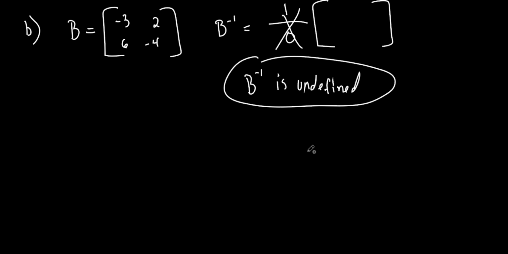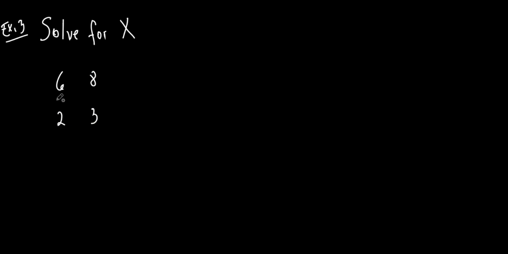Now what we're going to do is take this inverse matrix and actually use it to solve for x. That's what this says. Solve for x. Now this is a capital X, so the capital X represents a matrix, right? This is example 3 in the book. So here it is: 6, 8, 2, 3, and that matrix is being multiplied by x, and that equals negative 2, 0.